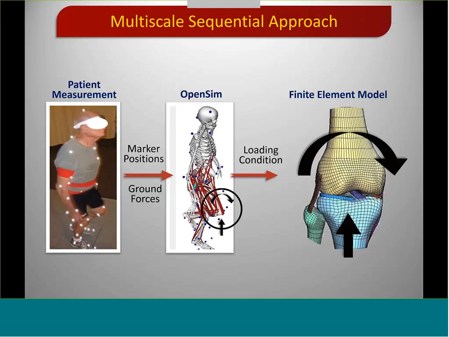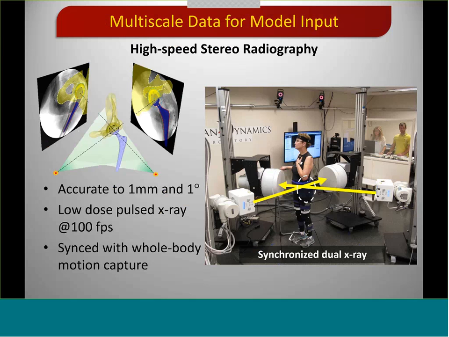One thing is that for this multi-scale approach to work well, we also need multi-scale data from patients. Predictions at the knee can be improved if we have accurate joint kinematics for input. So for this, we've been using stereoradiography to collect accurate movement of the knee at the millimeter scale. This is, of course, images of a hip replacement data collection, but it's a good set of images to show the setup.